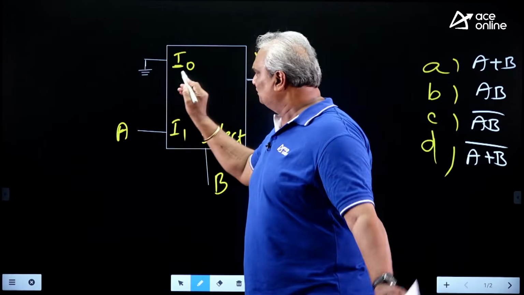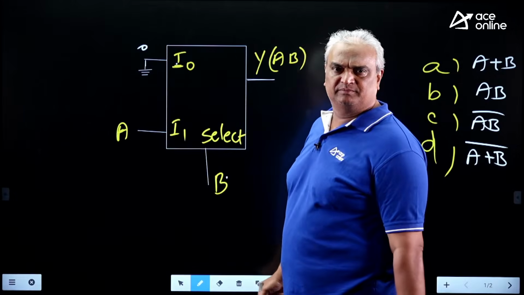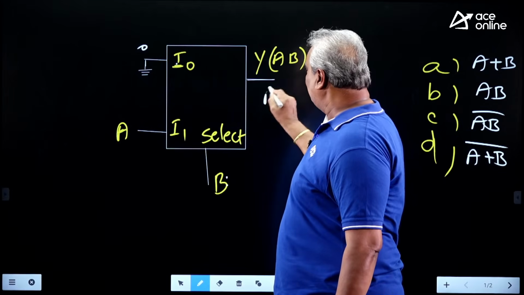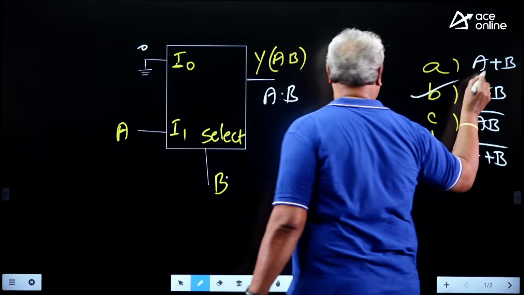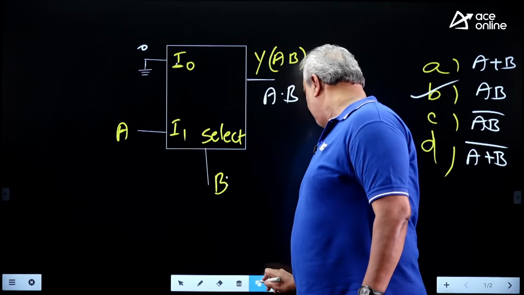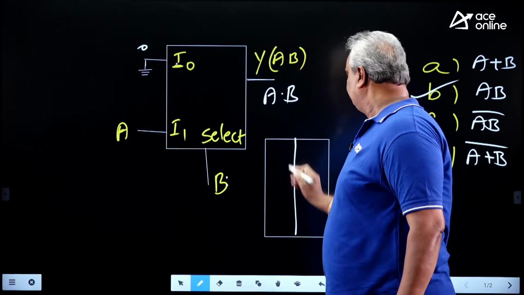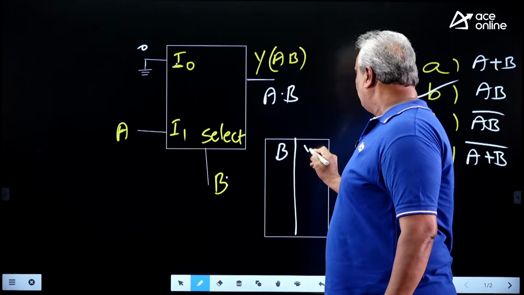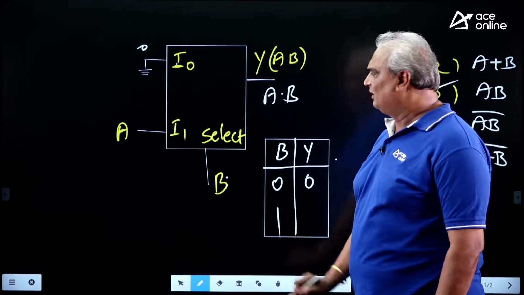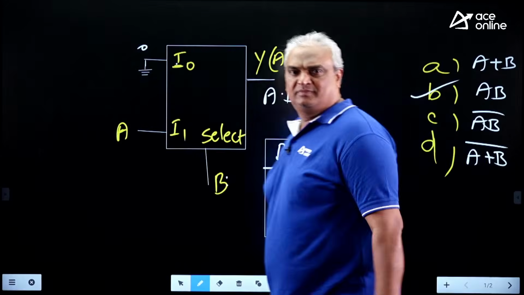Simple expression, simple solution. The I0 input is nothing but ground. When B is 0, I0 will be selected to Y. Since it is 0, output is 0. When B is 1, I1 will be selected, which is A into B. Correct answer, option B. And in detail, it also takes only 30 seconds. Now look here. The select line is B, the output is Y. If B is 0, output is 0. If B is 1, output is A. So the SOP expression is B into A, that is A into B. Simple question it is.